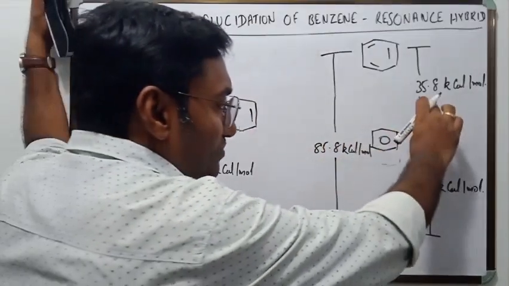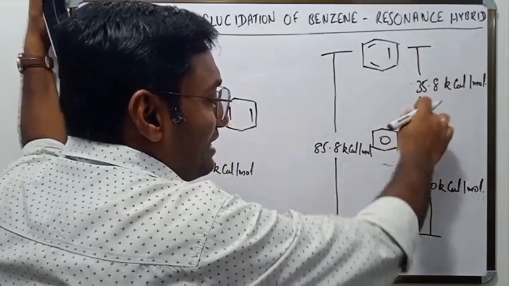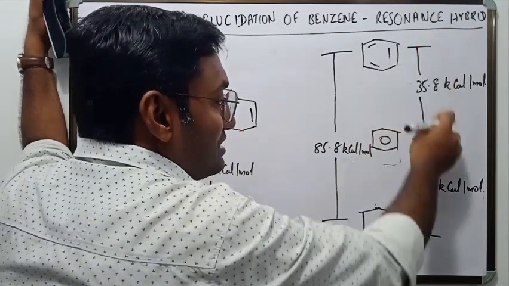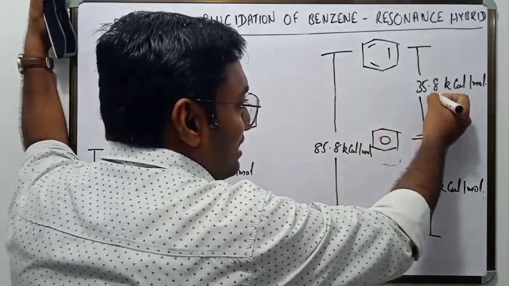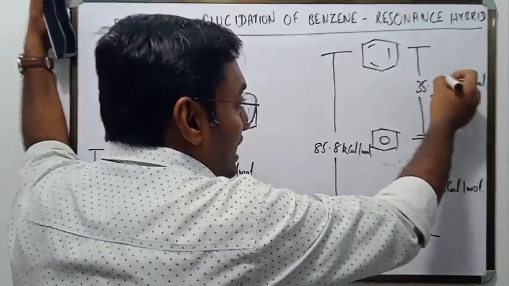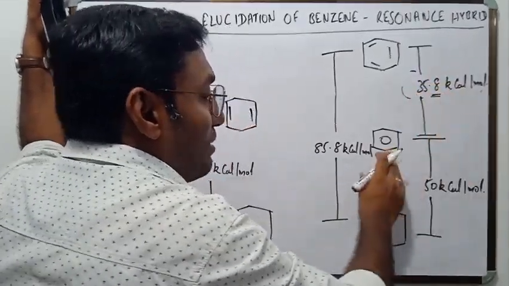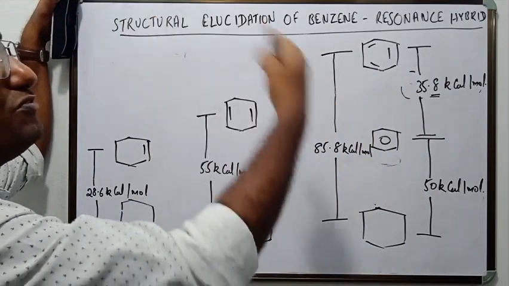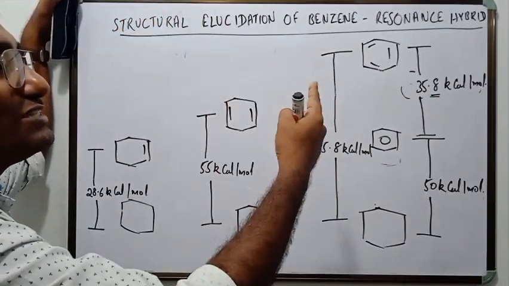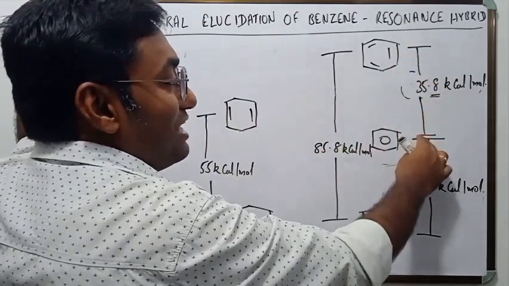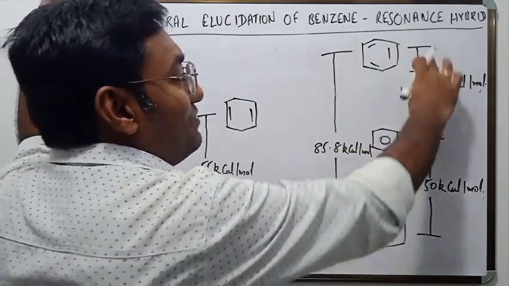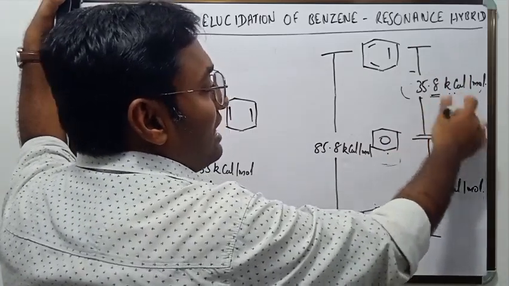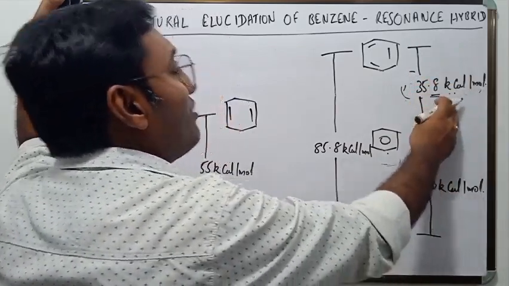See, what is the expected value? 85.8. What did we actually get in our hand? 50 kilocalorie. The difference from what is expected, that is 35.8 kilocalorie per mole. That amount of energy is the energy by which benzene is stabilized. And this stabilization is because of resonance, or because of delocalization of electrons. And because this stabilization is because of resonance, that is why we call this energy resonance stabilization energy, or simply resonance energy. And the resonance energy of benzene is 35.8 kilocalorie per mole.